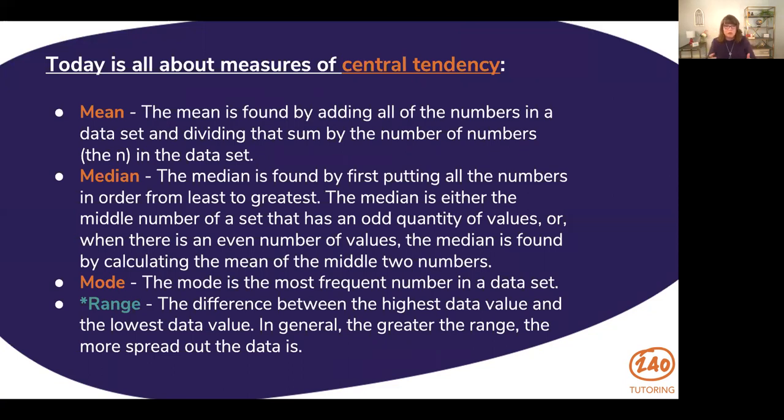You just need to know them. You need to know what they mean, and you need to know how to find them. Okay, so make yourself some little flashcards for these four things. Now, first, let's talk about mean.